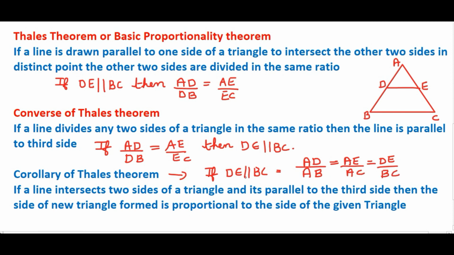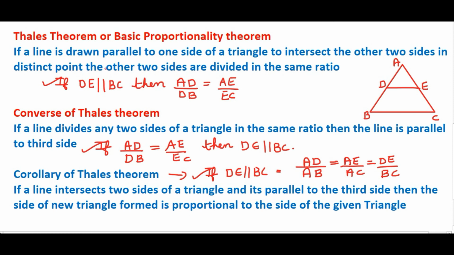That is, if DE is parallel to BC, then the sides of a new, small triangle are formed when we have drawn a line like this. So the sides of the new triangle formed will be proportional to the sides of the given triangle. Mainly we are going to use these three results to solve problems. So today we have seen the proof of Thales' theorem, the converse of Thales' theorem and the corollary of Thales' theorem.